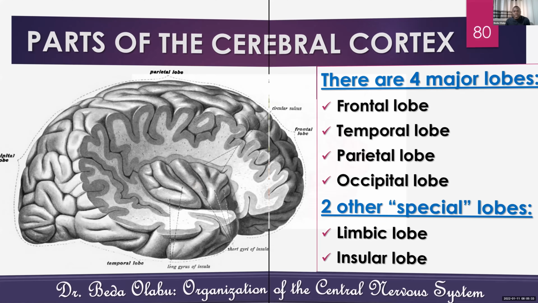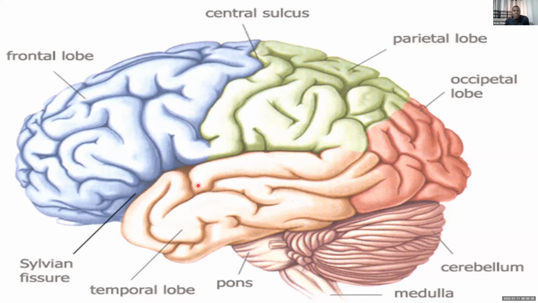So in summary, there are four major lobes of the cerebral cortex: the frontal lobe, parietal lobe, temporal lobe, and occipital lobe. In this particular lecture that you're having, we'll be talking more about functional localization of the frontal lobe as well as the parietal lobe.